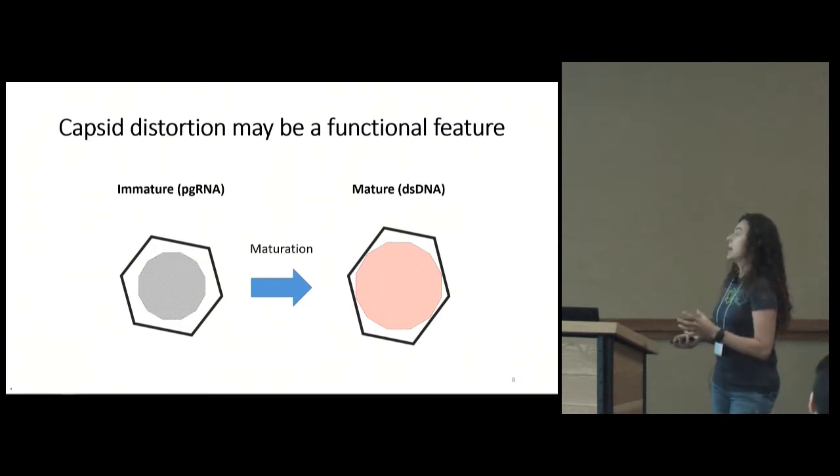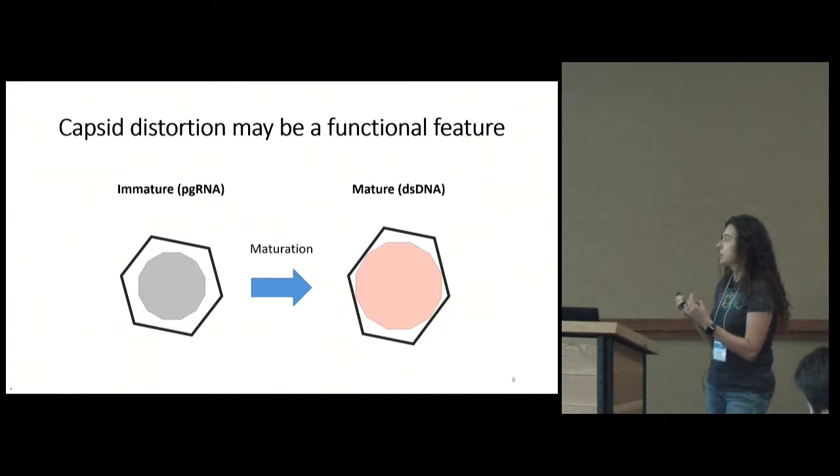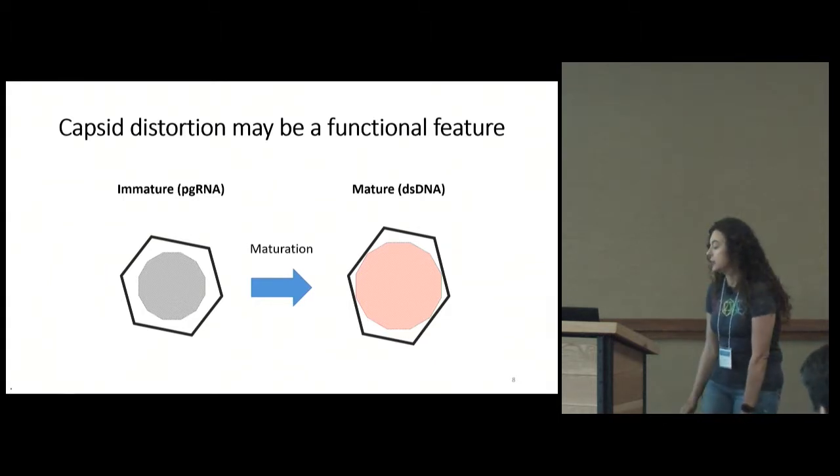And why we care about that is because if this is something that the capsid must do as part of the viral life cycle, if we could design some kind of drug that would lock the capsid and prevent this distortion from occurring, this might be a new strategy for treatment.